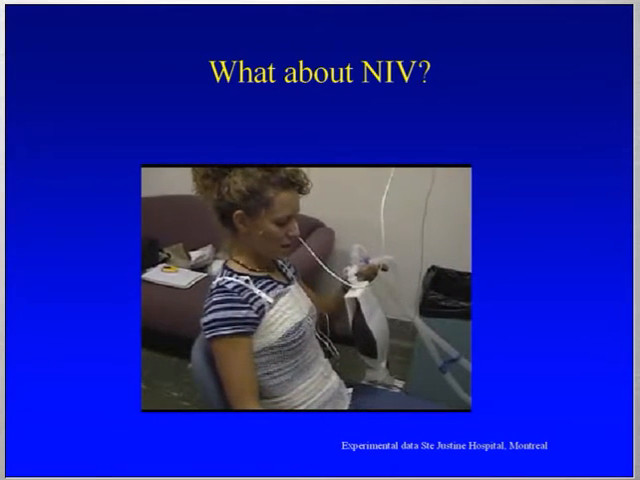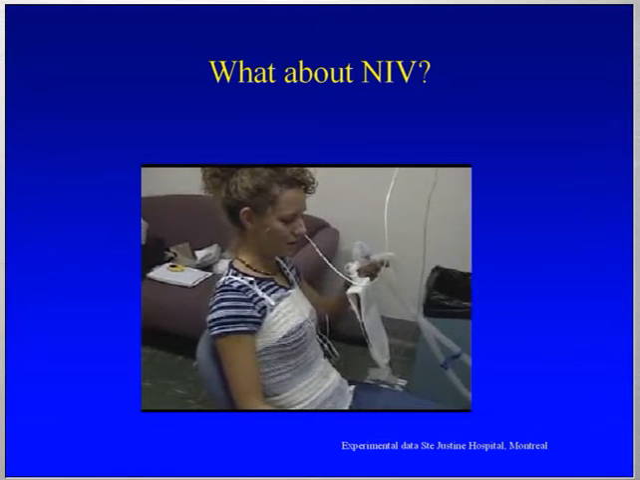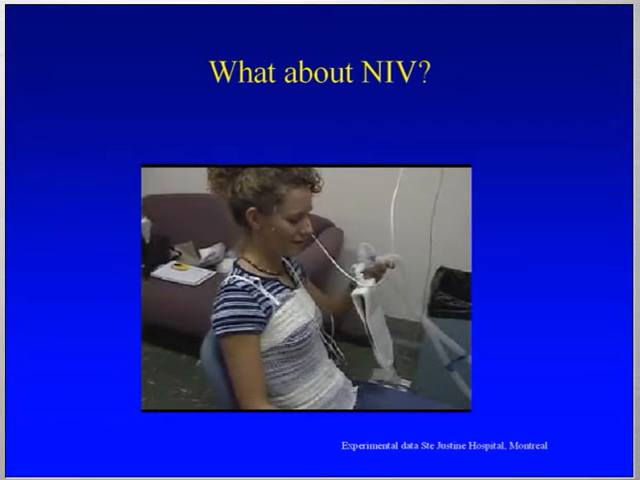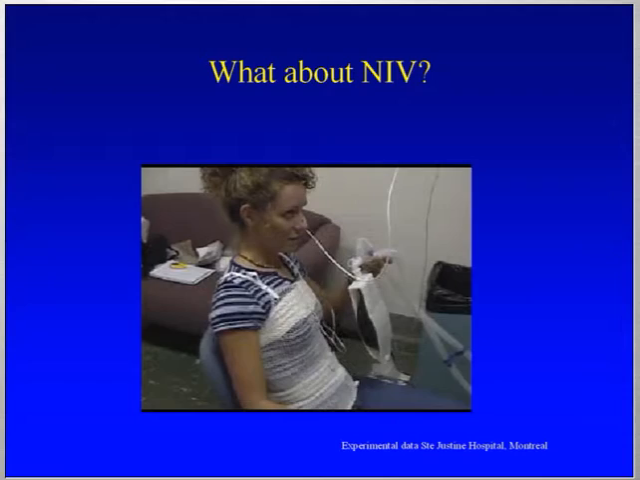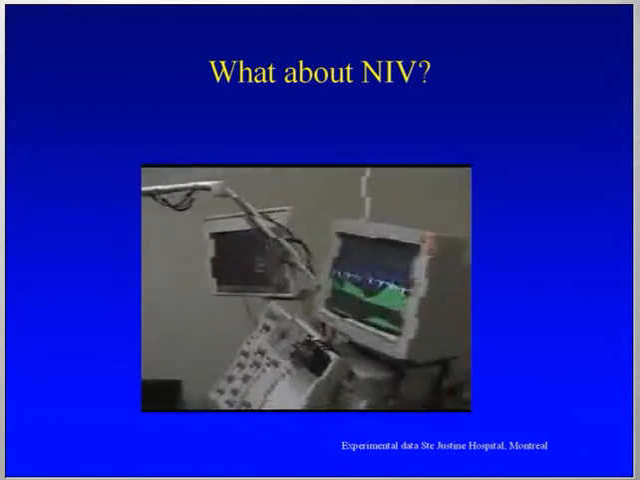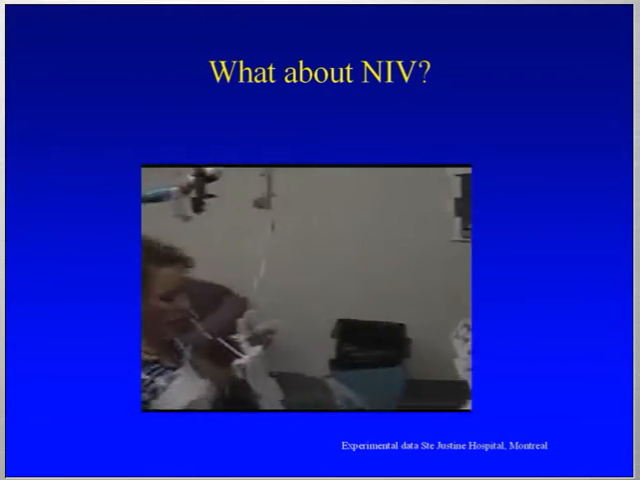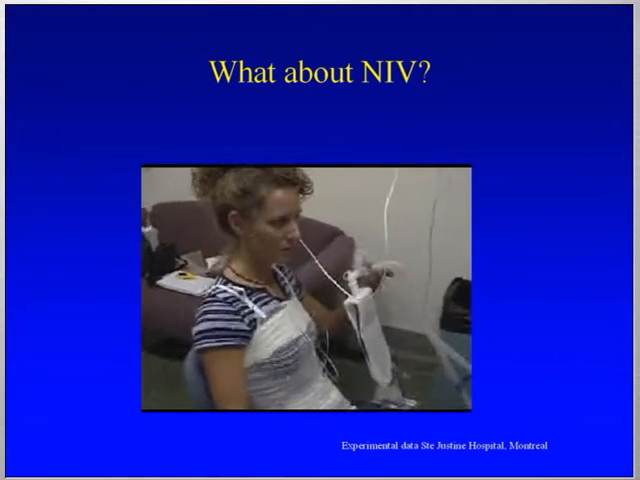Now, what about non-invasive ventilation? Here you have a healthy subject breathing on NAVA. This is the esophageal catheter that she has. It's recording her diaphragm electrical signals. The signals are being processed. They're being fed to the PC. They're being processed. The controller signal is then fed to the ventilator, and the ventilator is responding by providing the assist to this lung model here.